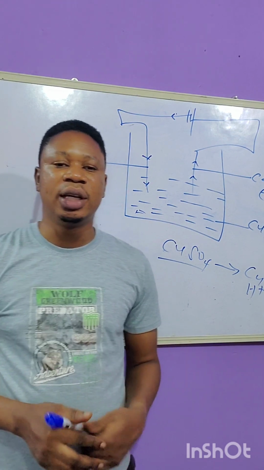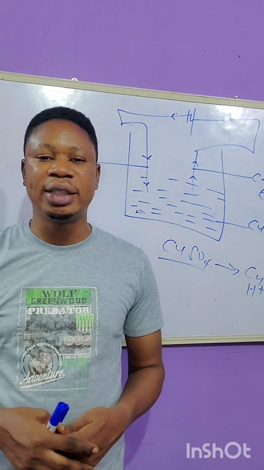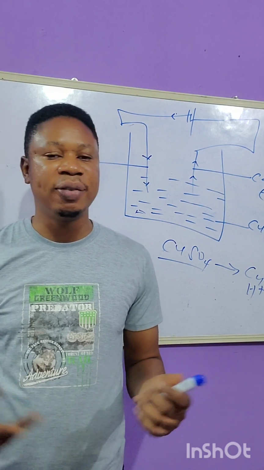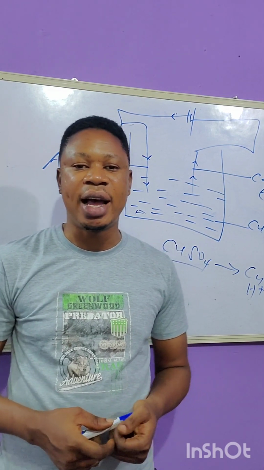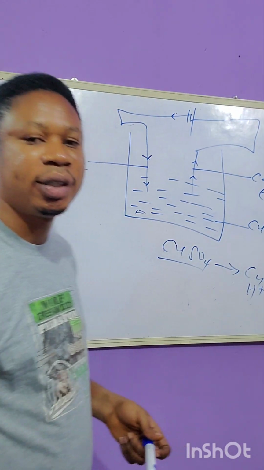Now let's move on to the ions that are formed when your electrolytes are decomposed. We have two major ions that are formed. We have the cations and we have the anions. The cations and the anions.